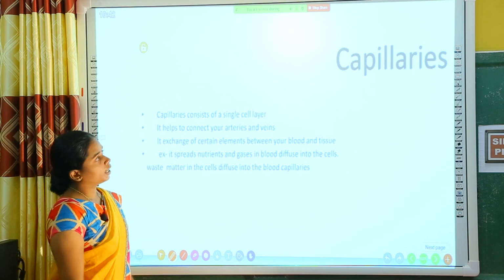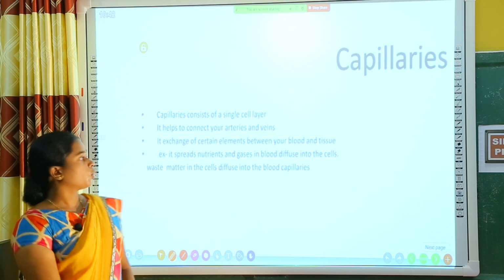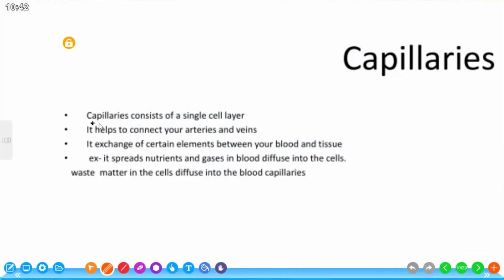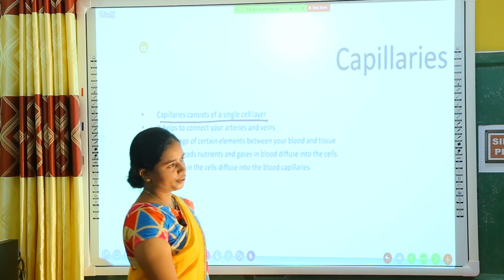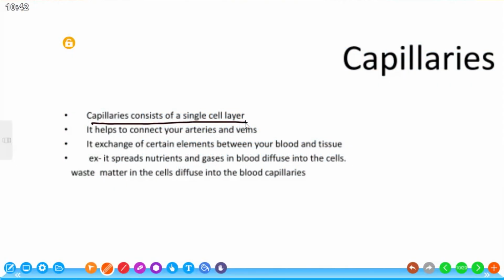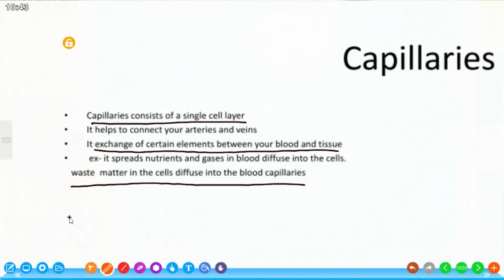Then capillaries. So capillaries consist of a single cell layer. It connects to arteries and veins. Mainly, it is for the exchange of certain elements between your body and tissue. For example, nutrients and gases in the blood diffuse into the cells, and also waste matter in the cells diffuses into the blood capillaries. These are capillaries.